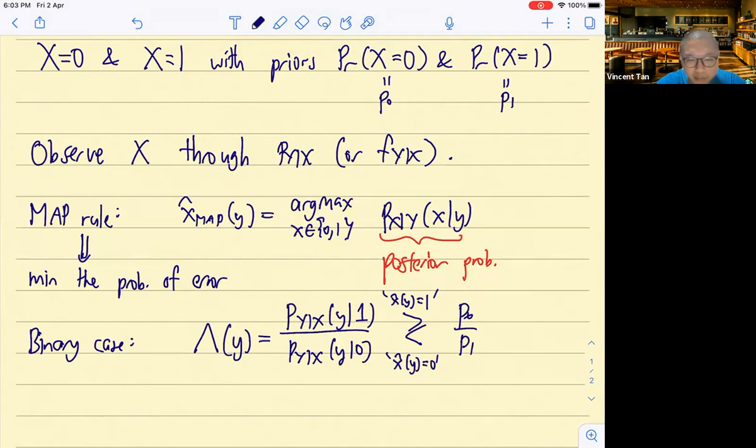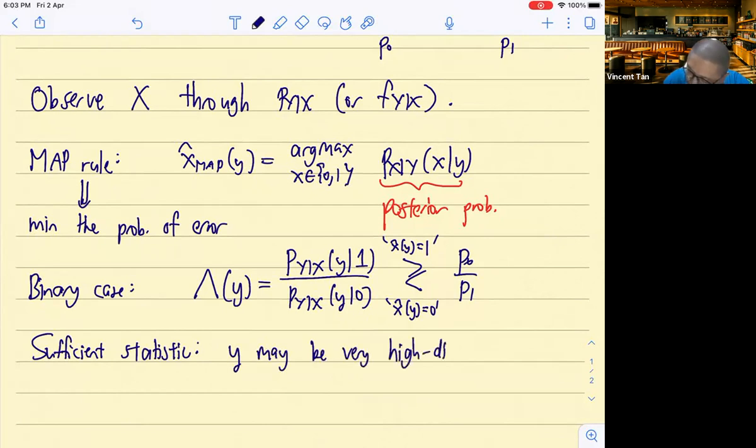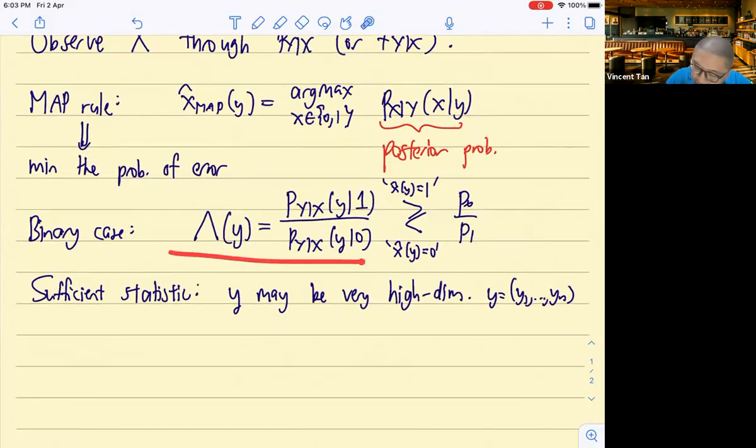Another very important concept that we talked about last time, just to recap, is the notion of sufficient statistic. The motivation for this is the following. Y may be very high dimensional. It could be a very long vector, like y equals y1 all the way up to yn, for example, and n could be very large. But ultimately, as you have seen from this equation here, the only thing we need to do to make the best decision is this scalar function. So we just need to use y to compute this.